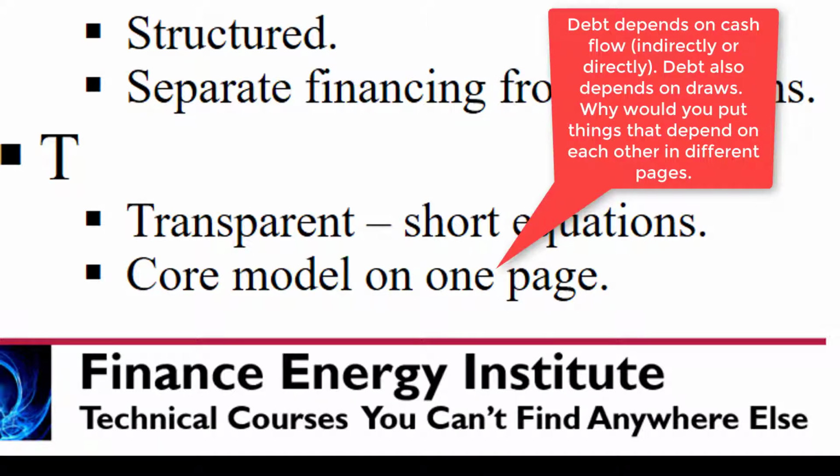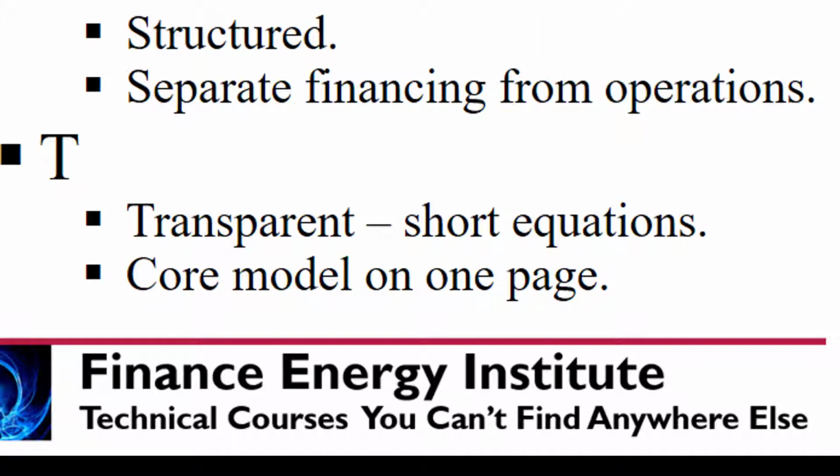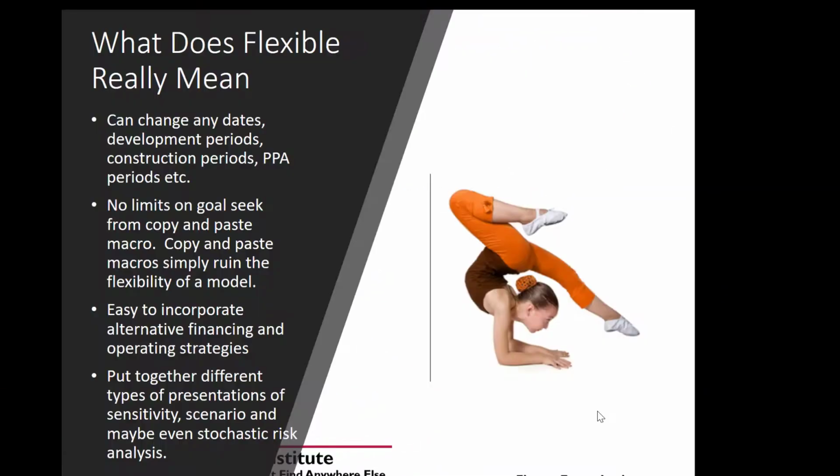You need to see a nice, beautiful flow. That's part of being transparent. There are other things too. I'm already getting too emotional about these things. What does it really mean to have a flexible model?